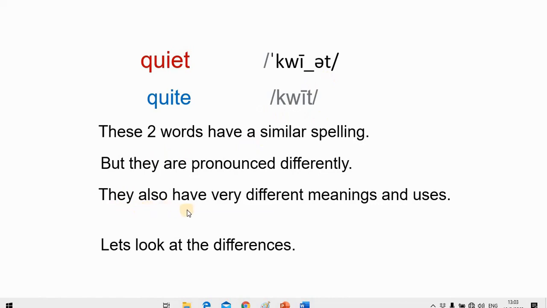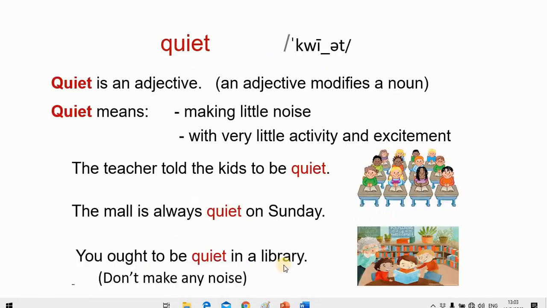They also have very different meanings and uses. So let's look at the differences. Quiet. Again, quiet. So quiet is an adjective. So remember, an adjective modifies a noun, and quiet means making little noise, so not making much noise. And another meaning is with very little activity and excitement. So the first meaning is in fact the opposite of noisy.